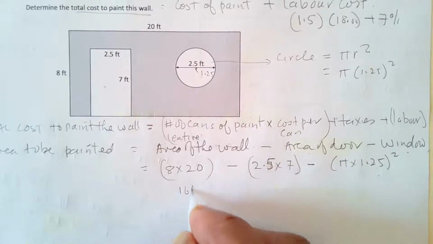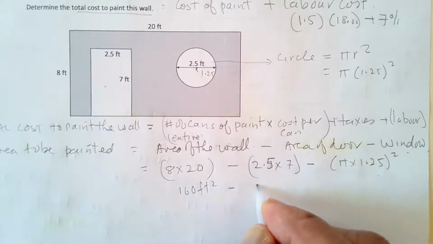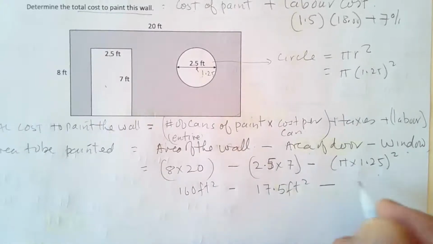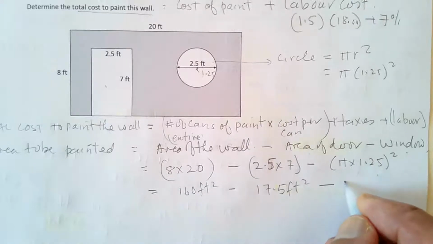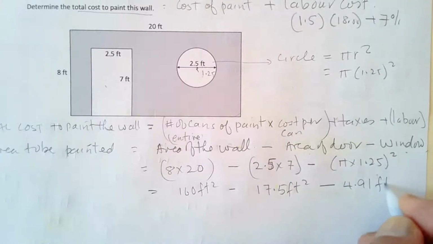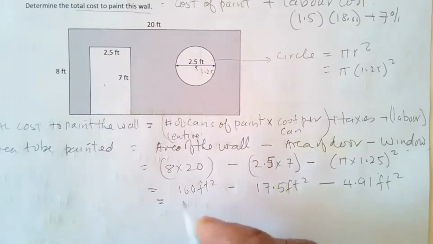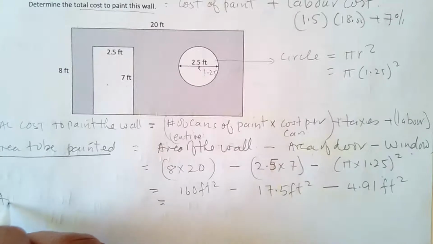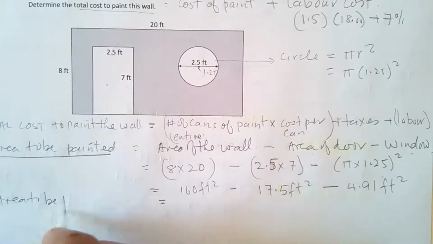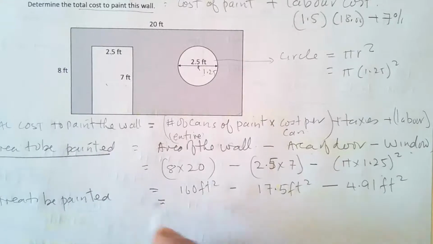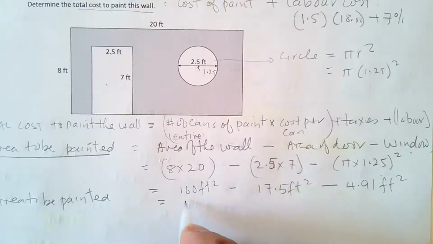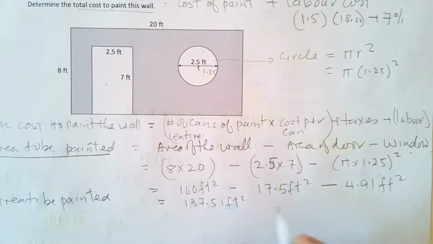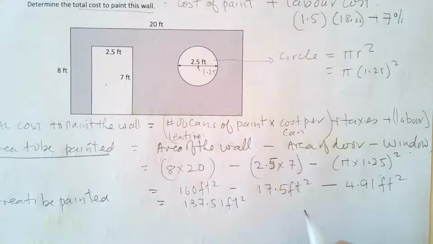This is 160 square feet minus 17.5 square feet minus 4.91 square feet. So the total area to be painted will be 137.51 square feet. Now we need to double that, right?